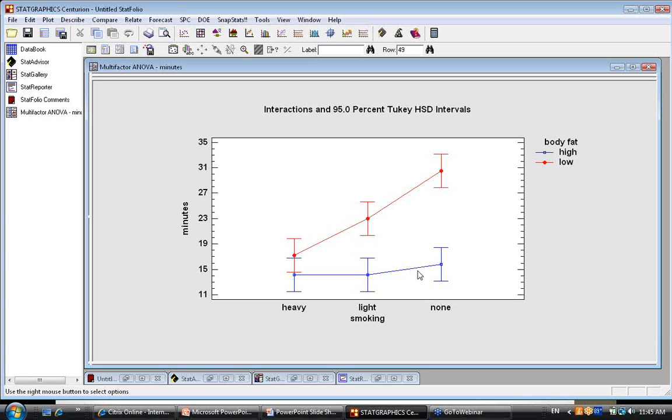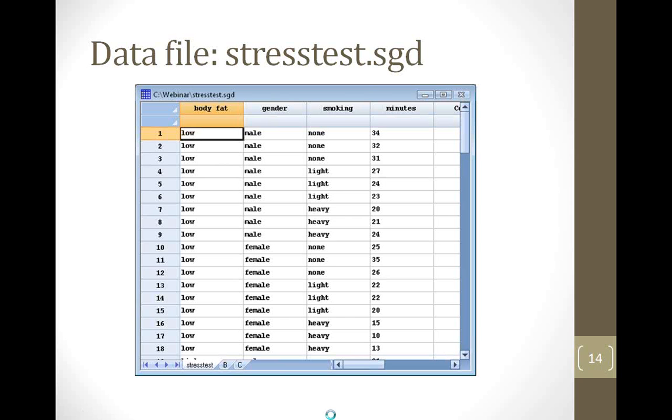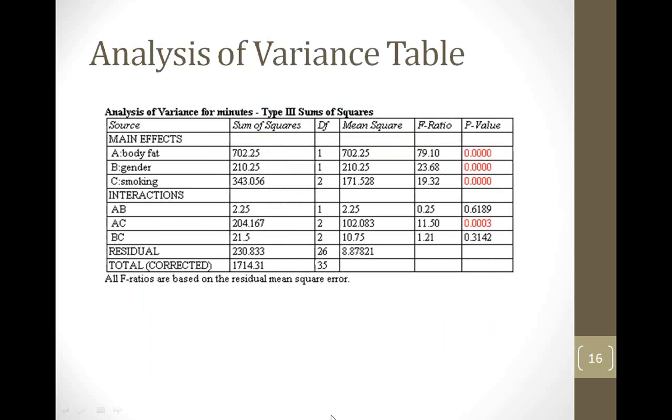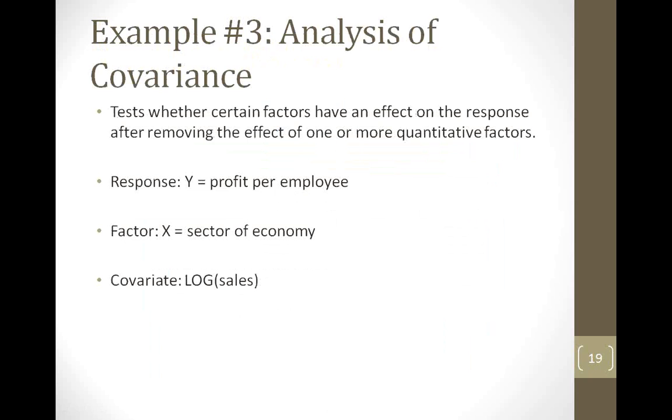Okay. Well, that's my second example. Let's see what else I have for you today. Example number 3, analysis of covariance.